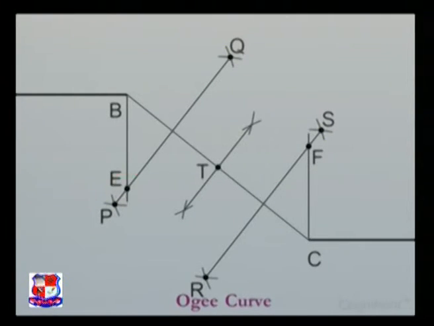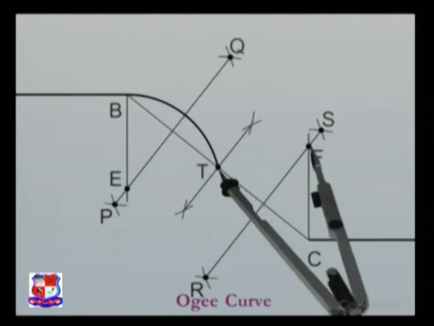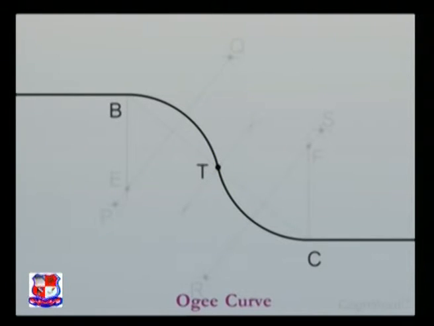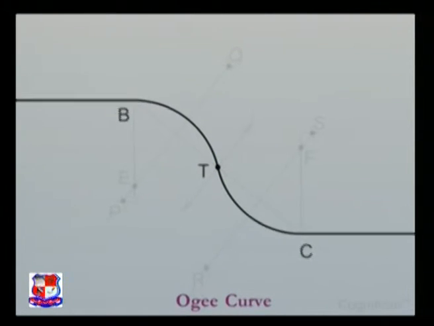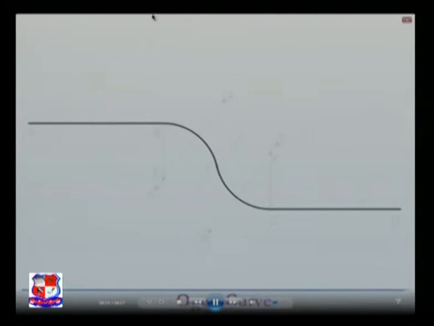With points E and F as the center points and radii equal to EB and FC, draw arcs BT and CT. The arc BTC is the required ogee curve. So this is how the tangents are used in engineering drawing. Interesting, isn't it?